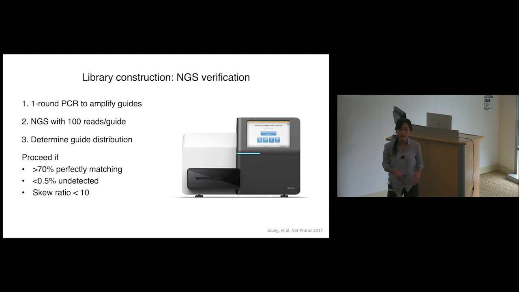And at the end of the library construction process, the first thing we do is an NGS verification of the library. This is very, very important because screening is actually a lot of work, it's a lot of tissue culture. So we want to make sure that the library is actually good before starting out, especially with custom library cloning. Sometimes something goes wrong in the cloning process and your library isn't actually as good as you think it is. So it's very important to do this step and make sure that the library is good before proceeding onto the screen.